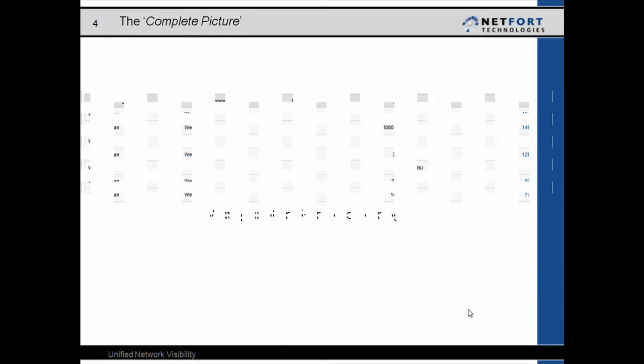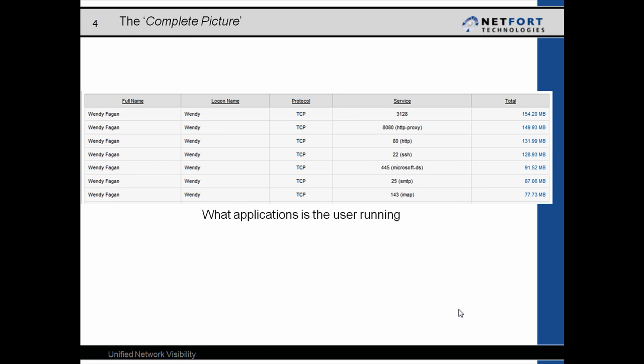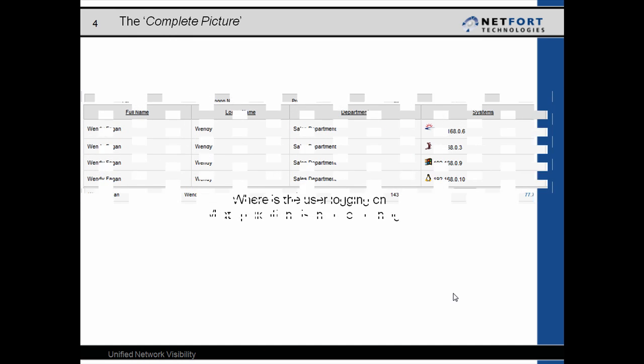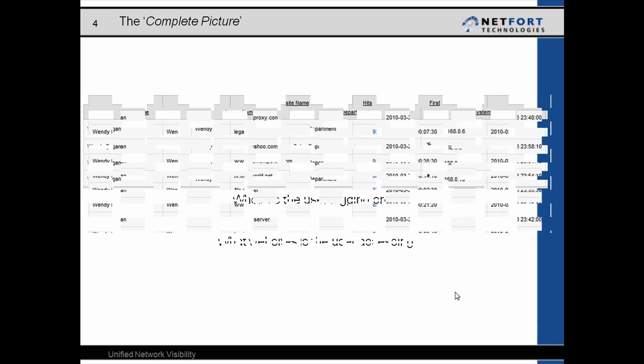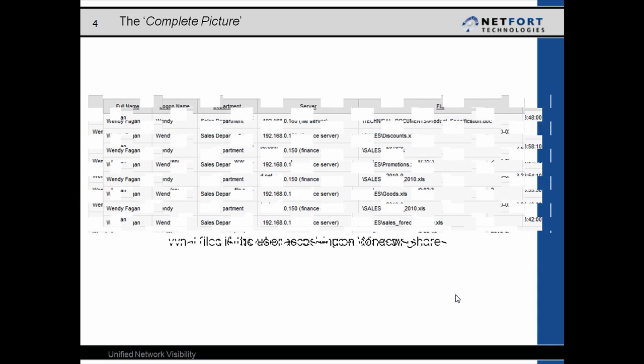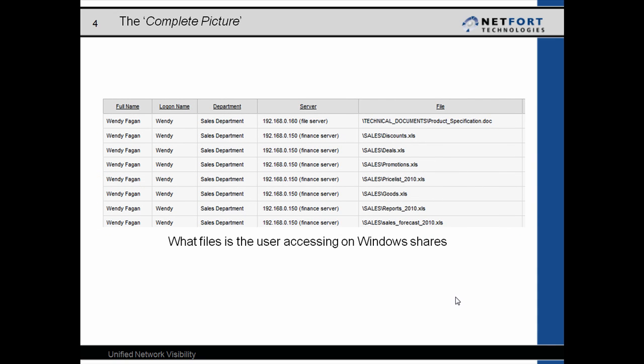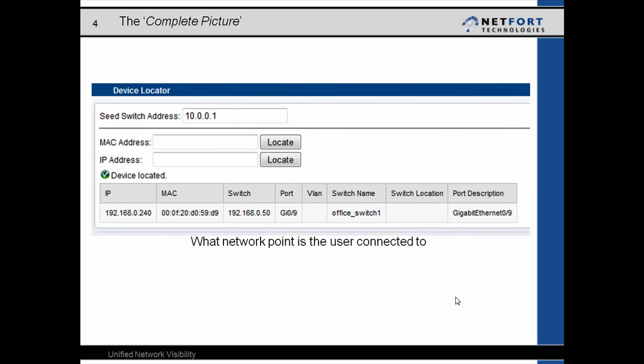So in summary, for the complete picture for things like what applications the user is running, where is the user logging on, what website is the user accessing, what files is the user accessing on Windows file shares, what network point is the user connected to, and other information like even what databases the user is connecting to and what queries they're running, you can get all this information from the LANGuardian system.